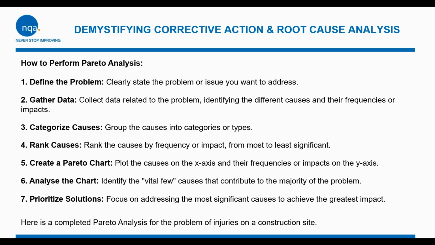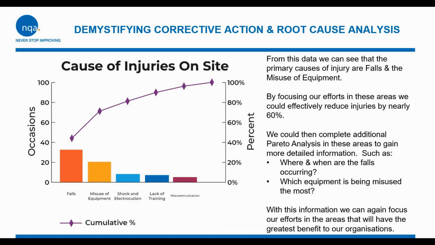And here's a potential Pareto analysis for injuries that could occur on a construction site. So on the left, we can see occasions, on the right, we can see the overall percentage, and across the bottom, we can see the contributing factors. And from this data, we can see that the primary causes of injury are falls and the misuse of equipment. So by focusing your efforts on those 2 areas, you could effectively reduce injuries by nearly 60%.